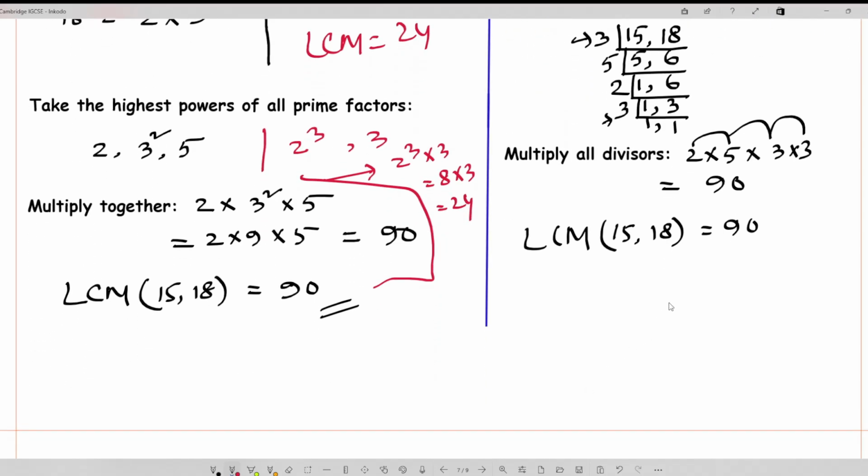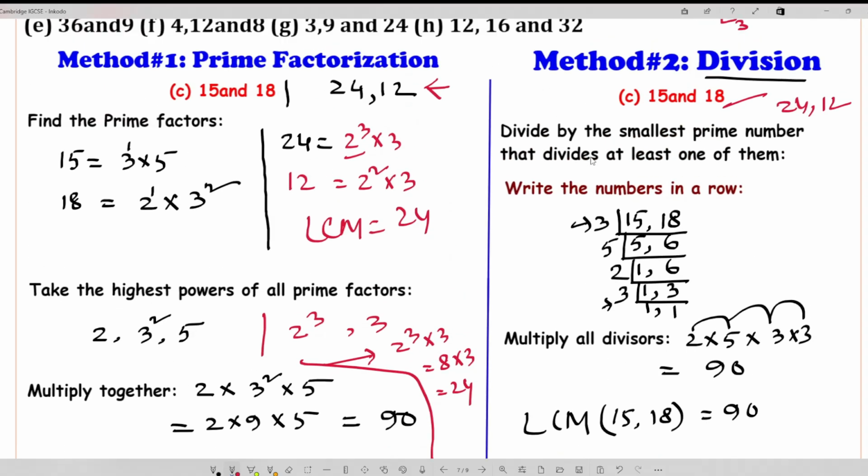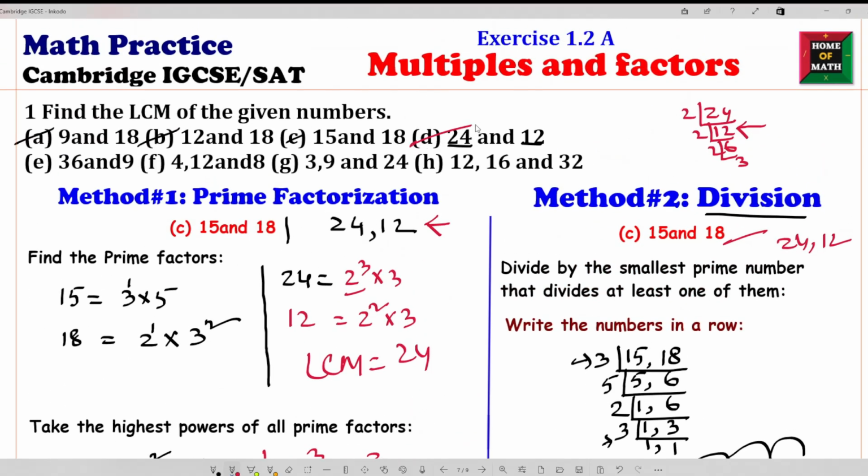Now similarly, let's find the LCM by the division method. Here is 24 and 12. What will be the result? Look, we can divide by 2. Here is 12, here is 6. We can divide by 2. Here is 6 and here is 3. We can divide by 3. Here is 2. Here is 2 and here is 1. And we can divide by 2. 1, 1. So what will be the result? Look, here is 2, 2, 2, 3, 2 to the power 3 times 3. So 2 cube means 8 times 3. The result is 24, right? Very easy.